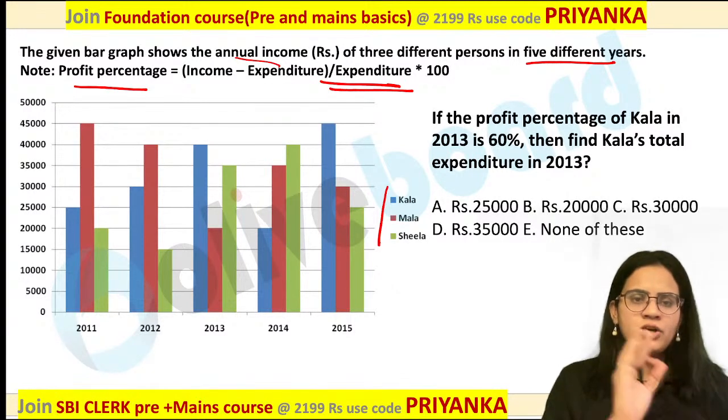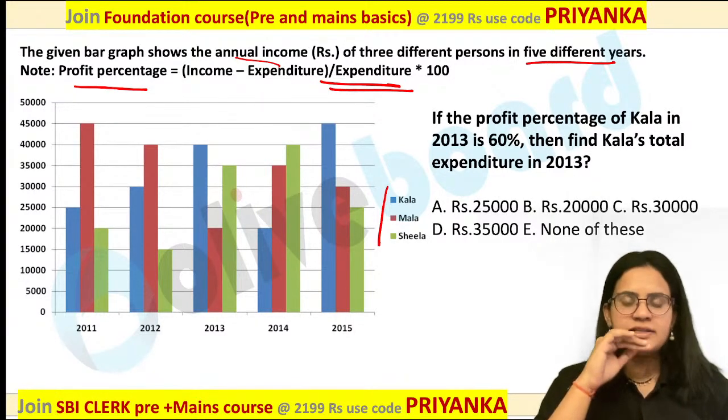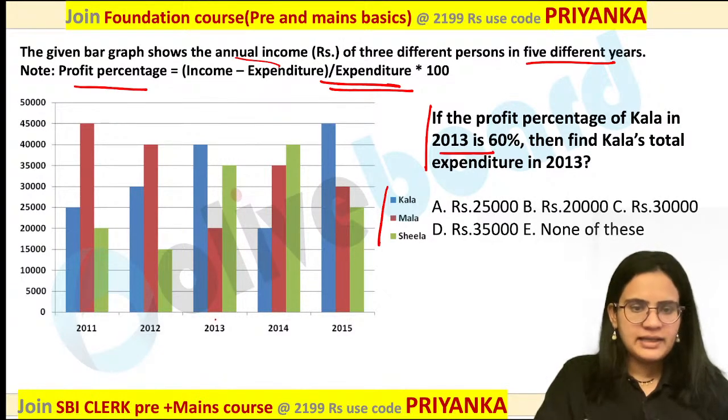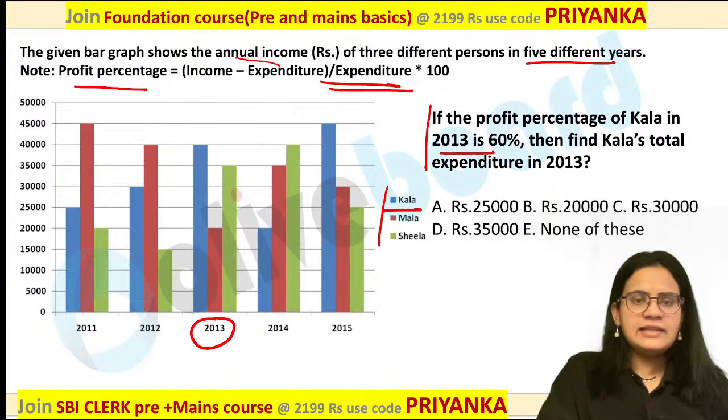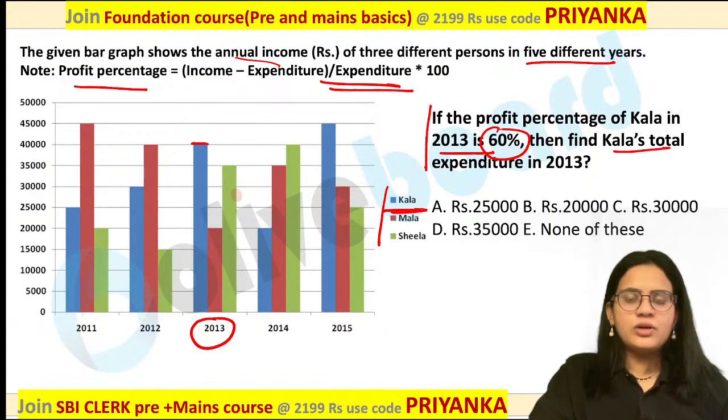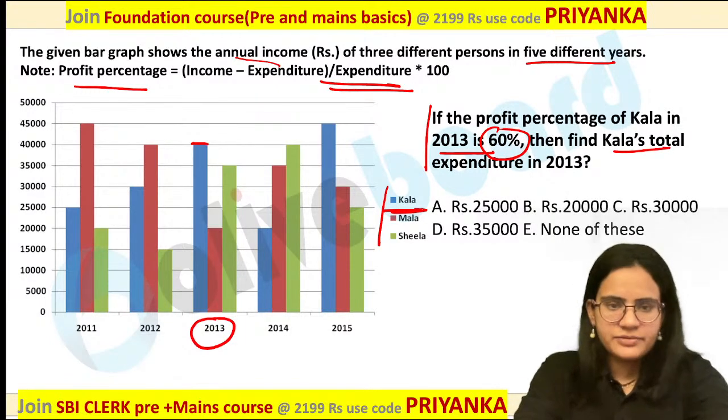Okay, now I want all of you to please pay attention. Next part is very important. First of all, let us do this question over here. If the profit percentage of Kala in 2013, so they are talking about 2013, they are talking about Kala, that is nothing but this value. Here they have provided you the profit percentage is 60%. 60% is the profit, then Kala's total expenditure will be how much?